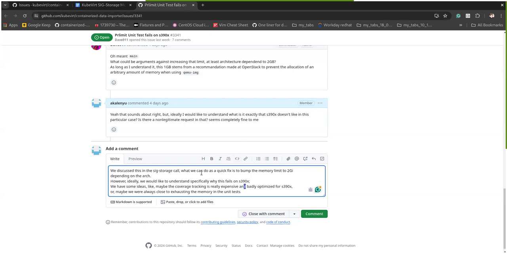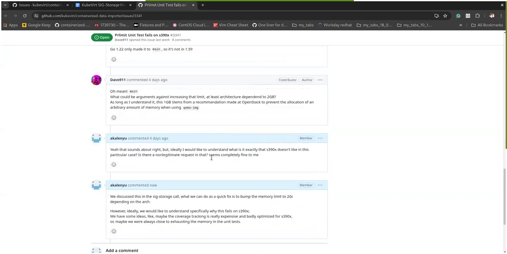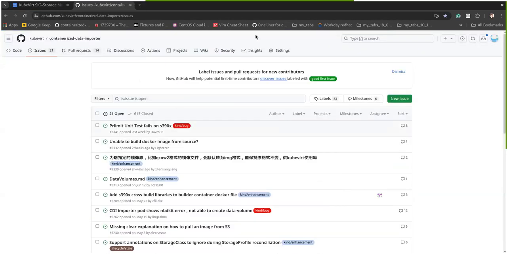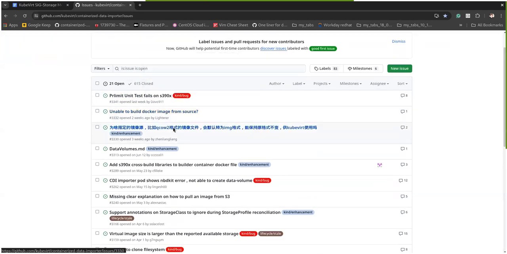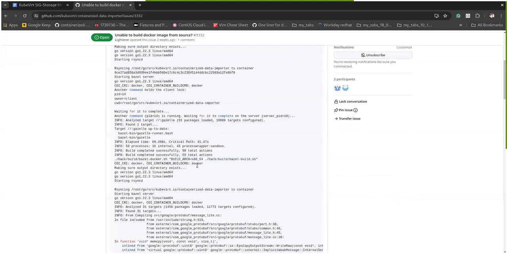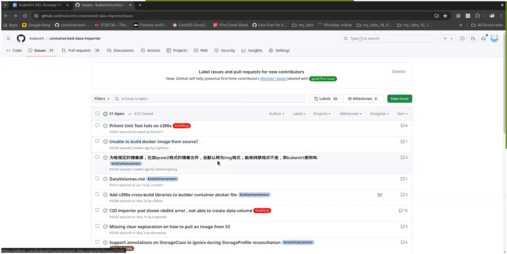Right, does that look fine? Just posted that and go back to the issue page. Right, so I think we discussed it. No, we didn't discuss this one. Or did we? I think we did. Okay, right. So I guess we're done with issues.